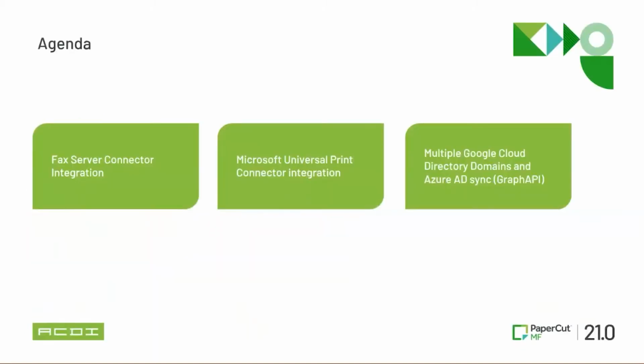All right, cool. So on the agenda today, we're going to look at a few core things here. Fax server connector integration. That's right, I said it, fax server connector integration. Also, we're going to look at the new Microsoft Universal Print connector integration, and also some enhancements to user directory sync sources, such as the Google Cloud Directory, multiple domain support, and some new enhancements to the Azure AD Sync, along with some other gems that we're going to go ahead and drop in there. So pay attention. Here we go.